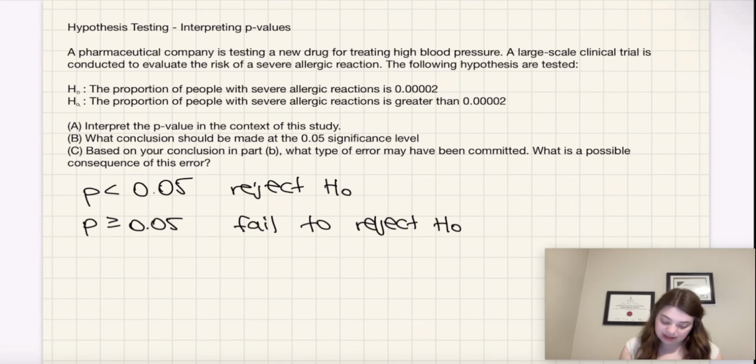Okay, so that's part B. And then part C says, based on your conclusion in B, what type of error may have been committed and what is a possible consequence of this error? Okay, so there's two types of errors that can possibly be committed. The type 1 error is essentially a false positive. So a type 1 error, I'm going to write that down.